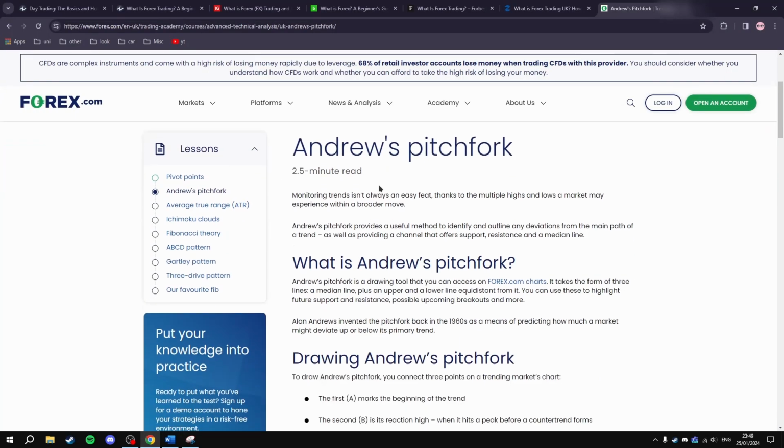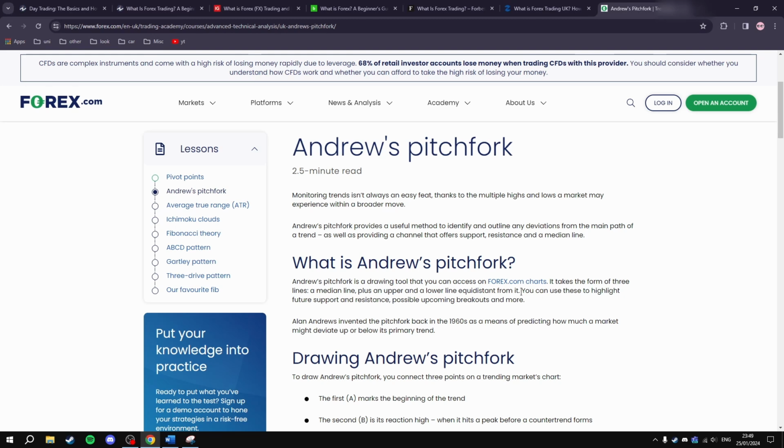Andrews' pitchfork. Monitoring trends isn't always an easy feat, thanks to the multiple highs and lows a market may experience within a broader move. Andrews' pitchfork provides a useful method to identify and outline any deviations from the main path of a trend, as well as providing a channel that offers support, resistance, and a median line.